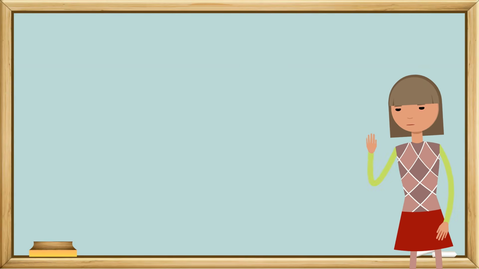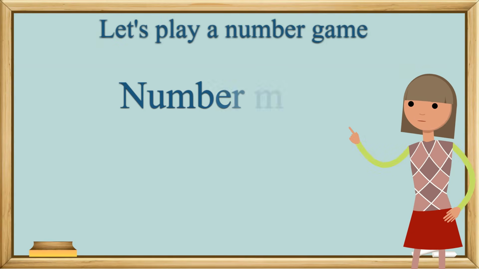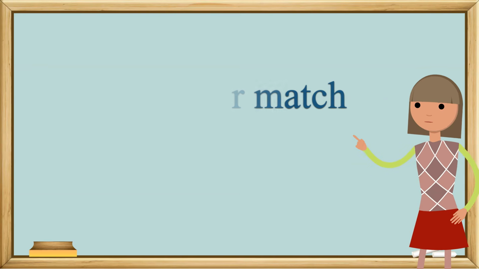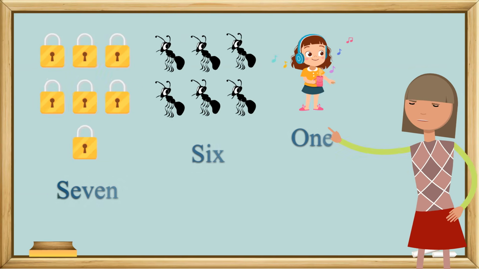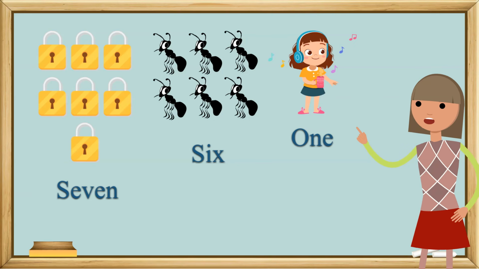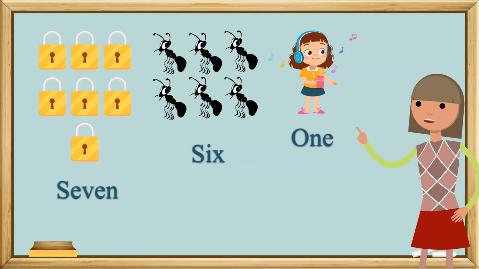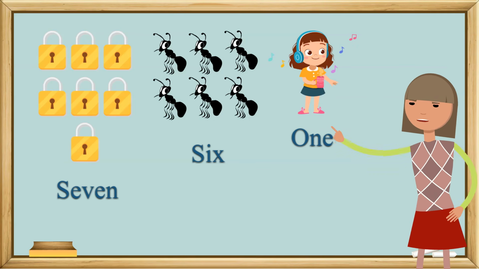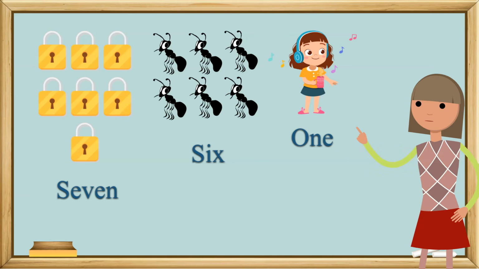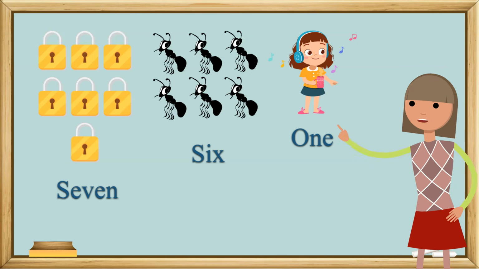Hi friends! Let's play a number game. It's a number match. You have to match the number 6 to where you can count 6 things. Where do you see 6 things? Do you see 6 locks, 6 ends, or 6 girls? You can also try to read the words underneath the objects.